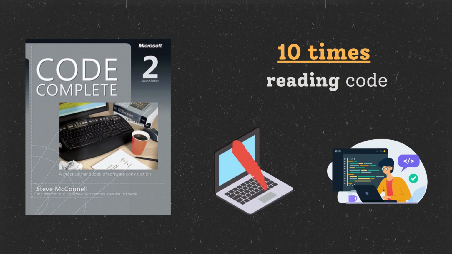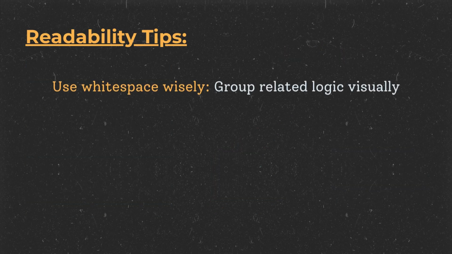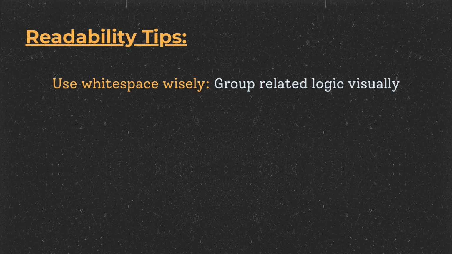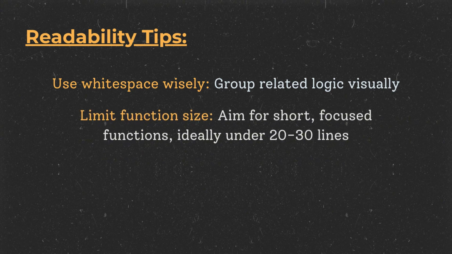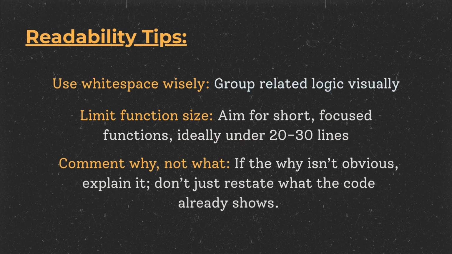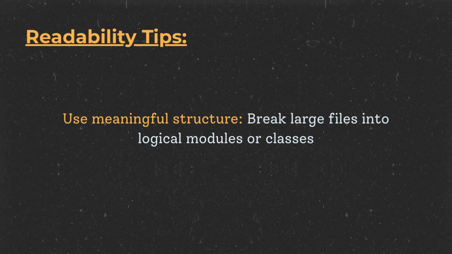understand and modify it. To make your code readable, use whitespace wisely, group related logic visually. Limit function size. Aim for short, focused functions, ideally under 20 to 30 lines. Comment why, not what. If the why isn't obvious, explain it. Don't just restate what the code already shows. Use meaningful structure. Break large files into logical modules or classes.